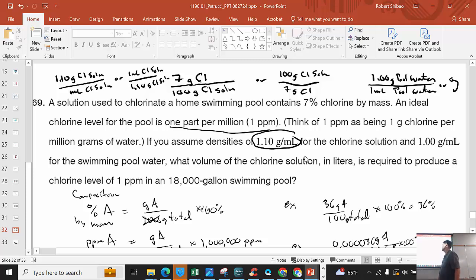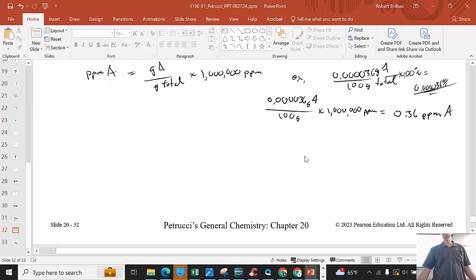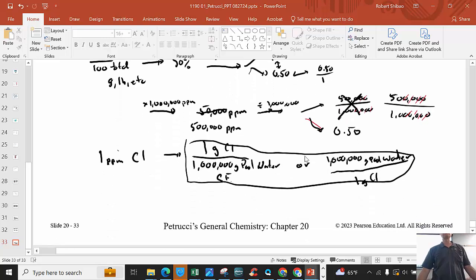And then we're given this. We want a chlorine level of 1 ppm in an 18,000 gallon swimming pool. So 18,000 gallons, is that intensive or extensive? This is extensive. 18,000, yeah, that's going to depend on the amount. And so normally when we do a problem like this, we start off with the extensive quantity first.